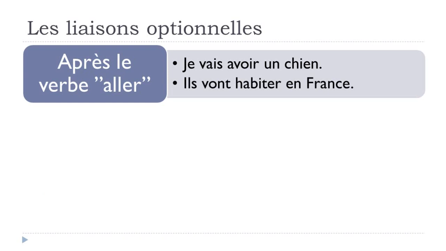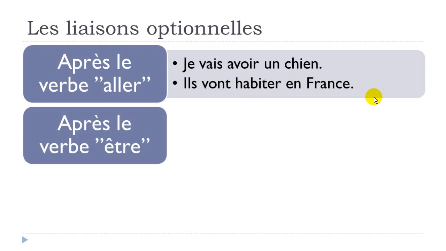Okay, so remember that it will be possible first to say je vais avoir un chien, so you don't make the liaison, or if you want to make it, it is possible, je vais avoir un chien. Ils vont habiter en France, without the liaison, or ils vont habiter en France, with the liaison.